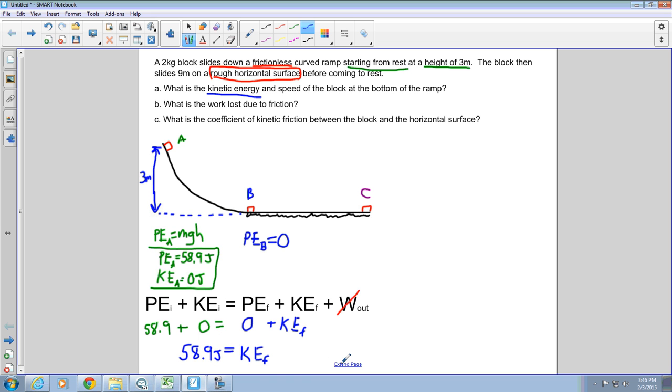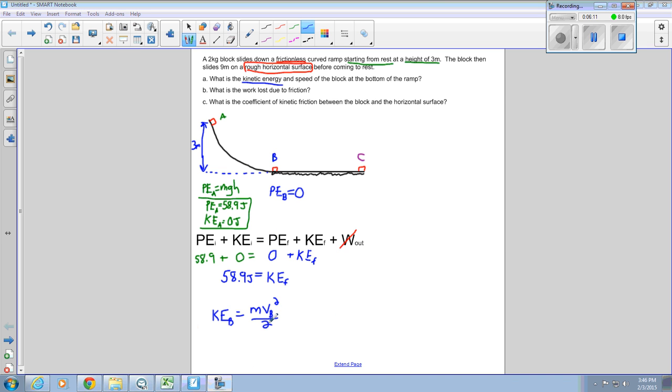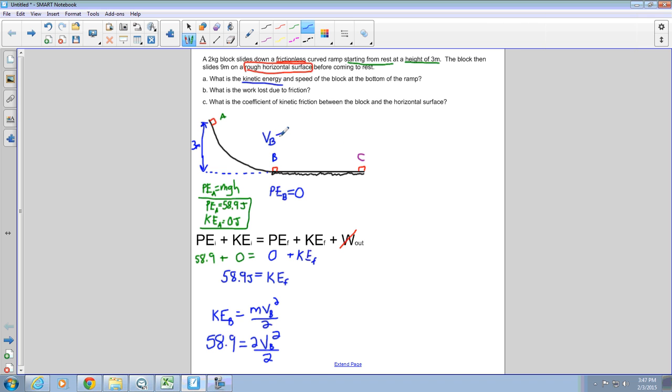With this information, we can solve for the velocity final at this part B. Use the kinetic energy formula. Kinetic energy at B we have is 58.9. Mass we have is 2. Solve for velocity at point B. Plugging numbers in, solving for velocity at B. Velocity at B is equal to 7.67 meters per second.